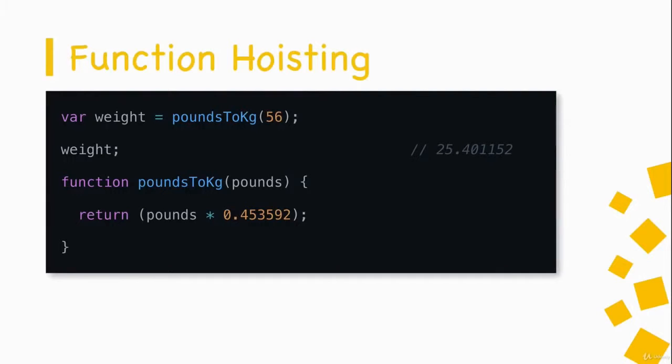In this case, the whole function declaration, which means function pounds to kg and the return value and everything, is hoisted to the very top of this code. Then when we declare variable weight and assign the value pounds to kg 56, the pounds to kg function runs, and 56 is represented by the parameter named pounds inside the function, and the return value is pounds into 0.453592, which means 56 will be multiplied by 0.453592, and that's the value that will be returned. Now the weight variable contains the correct value, and we've converted 56 pounds into kilograms.